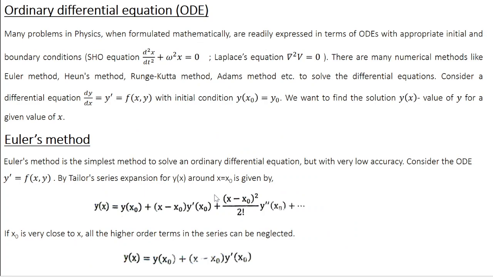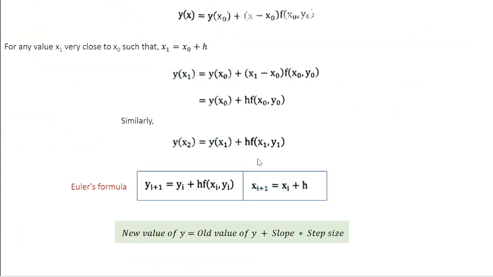This f is nothing but the derivative y prime, right? And we know that in the context of a function, the derivative is nothing but the slope of the function at that particular point, right? So this is old value of y plus slope into h, which is the step size. So this is the general form of Euler's method.